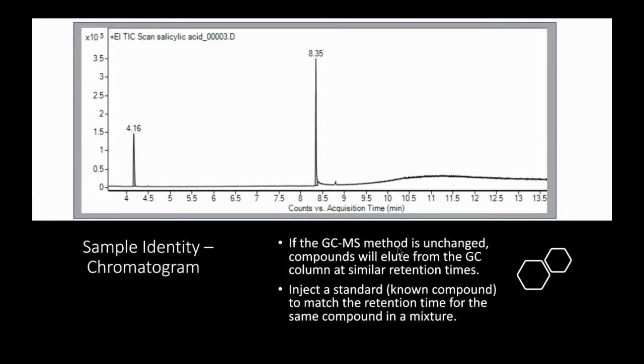Okay. So as long as the GC method is unchanged, compounds will elute from the GC column at the same or very similar retention times. So that's why we use our standard.